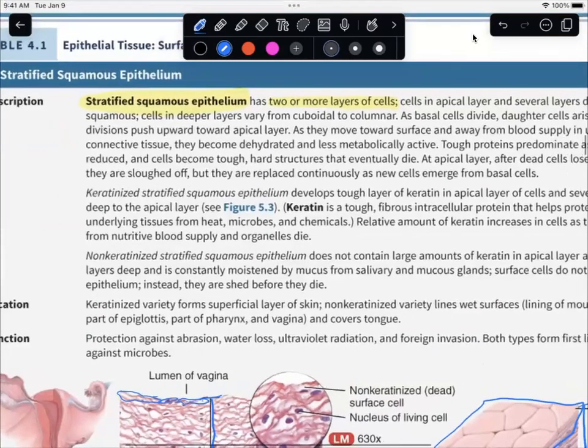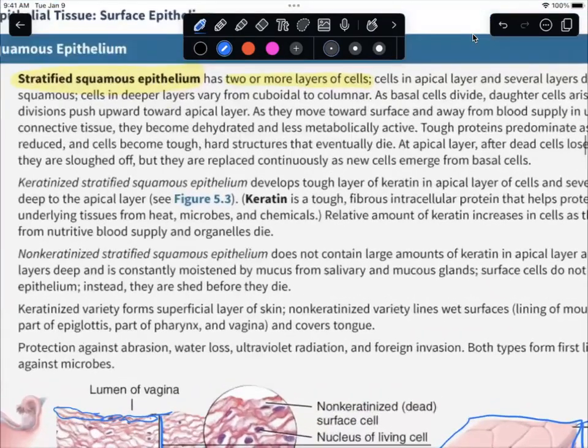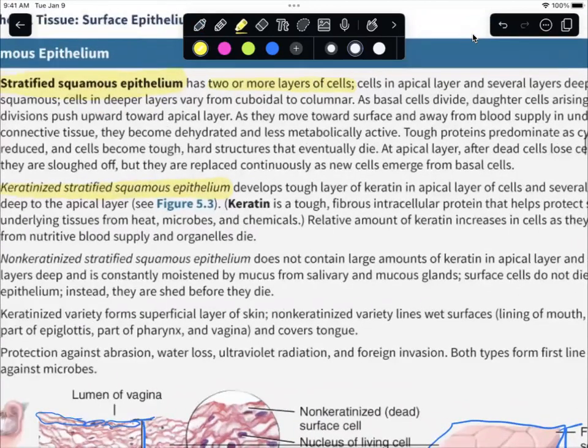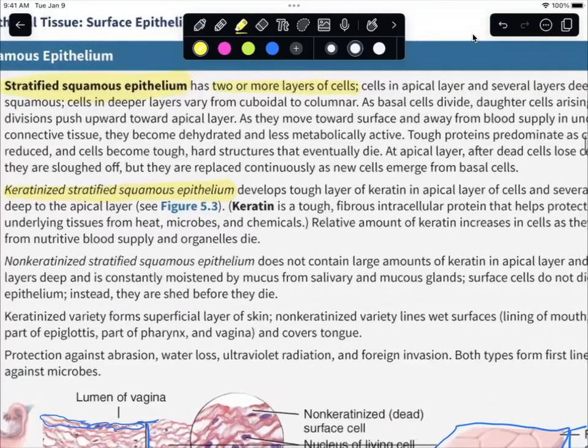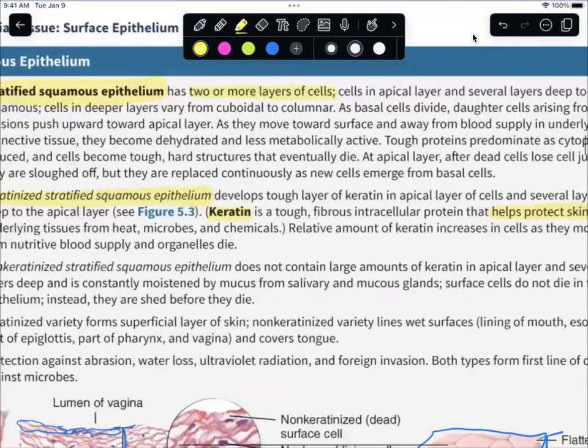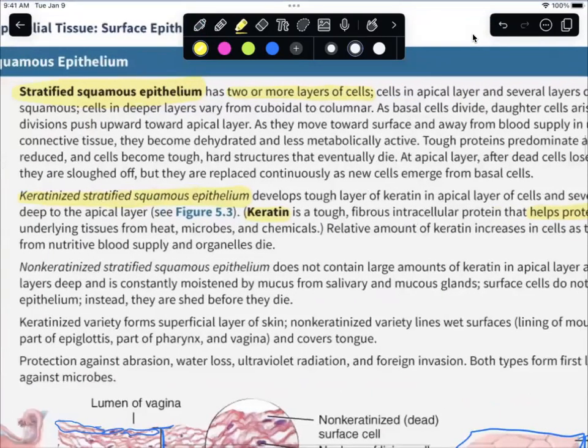This is one type of stratified squamous. These are non-keratinized cells. Technically, keratin is a protein. We make this protein in our skin that lines the outside of your body. So this keratinized stratified squamous epithelium, it's going to be on your skin. That keratin is that protein. It's going to help protect your skin. It protects the tissues underneath from heat, any kind of microbes, and different chemicals.